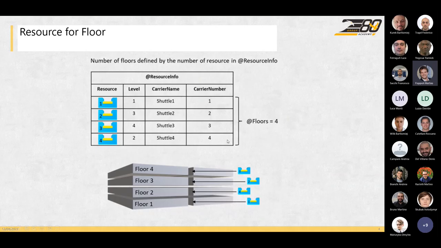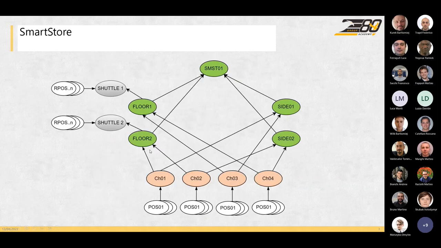Sorry, Matteo, I have a question. Could you go back to the previous image? Why is channel 1 a child of floor 2 and side 1? Maybe there is an error, I don't know. Okay, understood, sorry, it's fine. It's possible that there is an error in the connection.